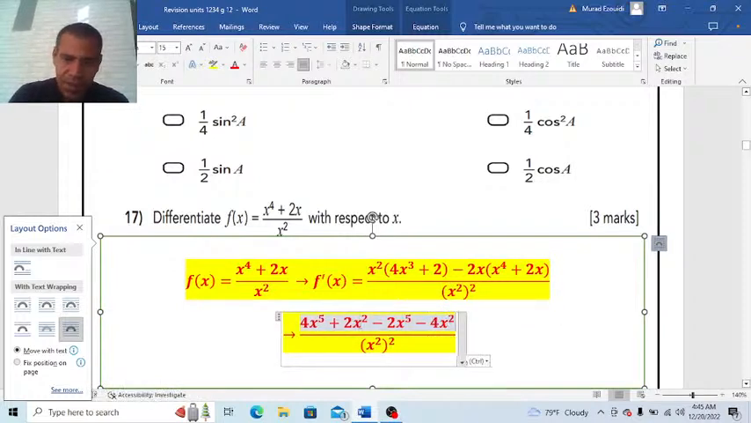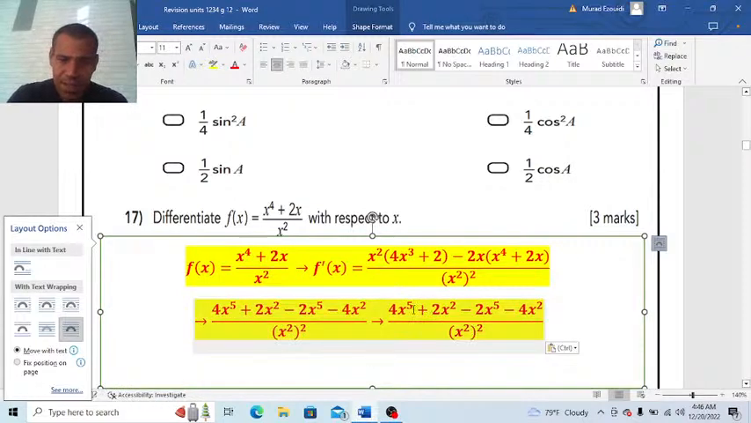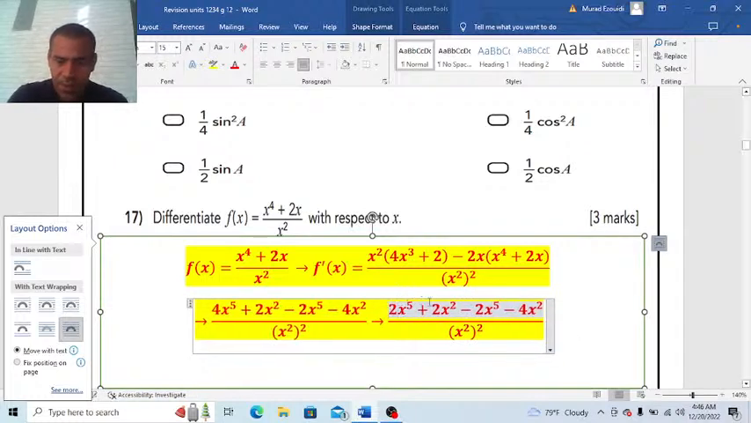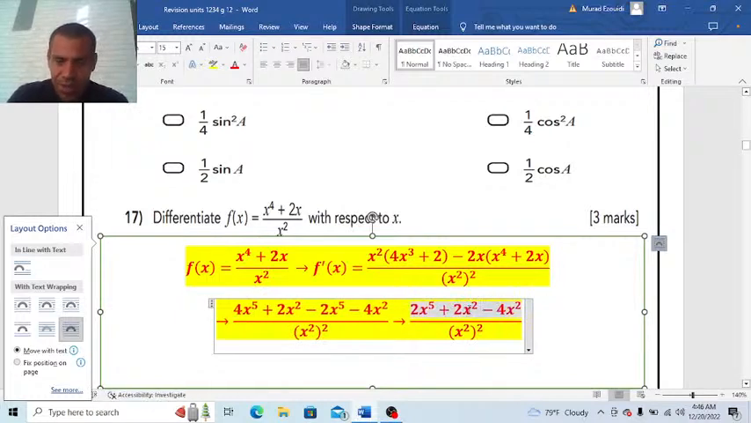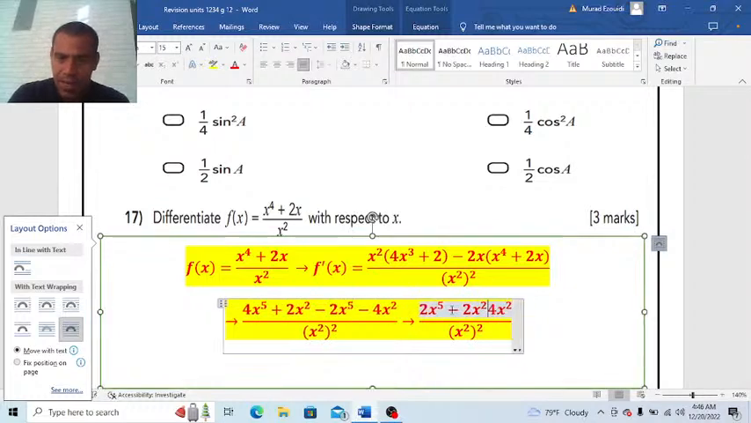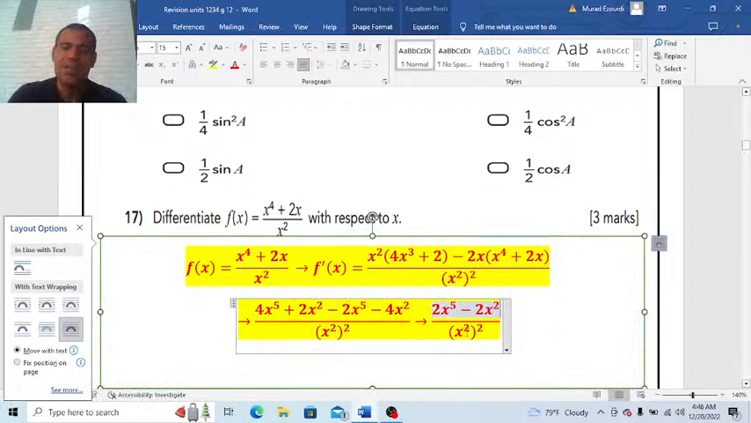So, copy and paste. This one will give us 4x to the power 5 minus 2x to the power 5, which gives 2x to the power 5. Then I will erase this because I already subtracted. Then 2x squared minus 4x squared gives minus 2x squared, divided by x to the power 4.